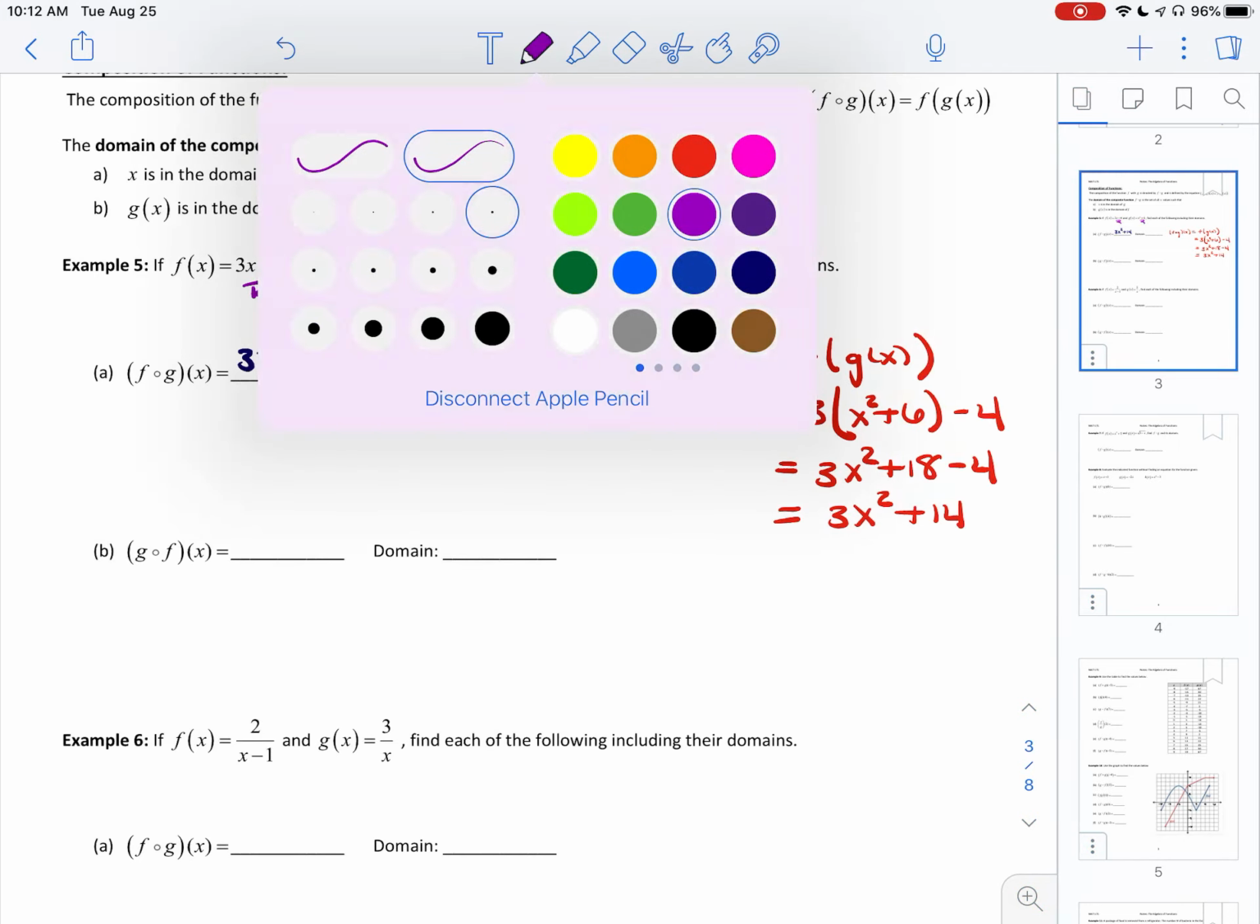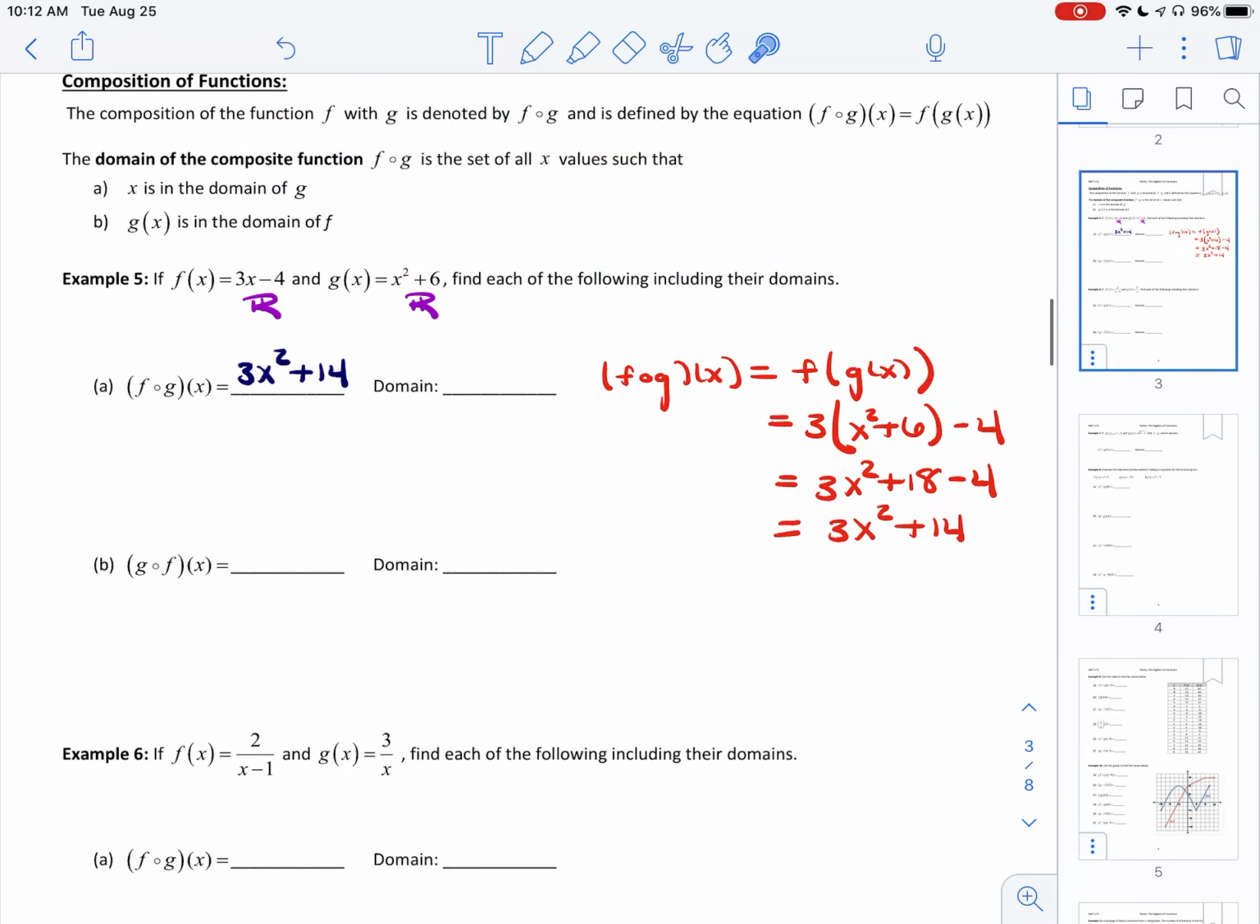Now for the domain. So remember we have these two conditions up here that we have to satisfy for our domain. So with compositions, you don't have to look at both the original f and g function. You only have to worry about whichever function was on the inside. In this case, it was the g of x that was on the inside, so that's where we're going to start.